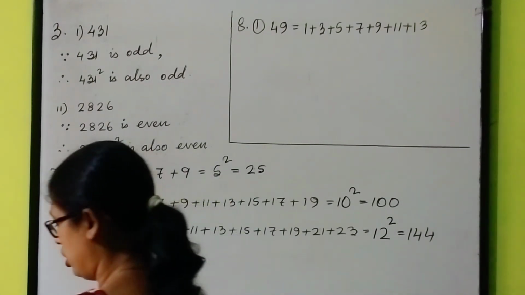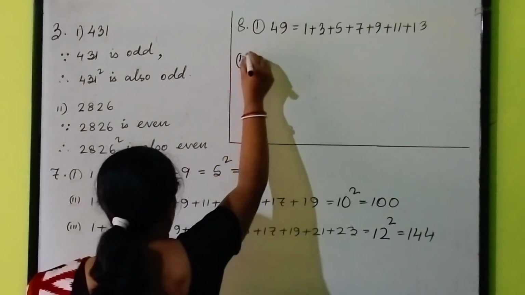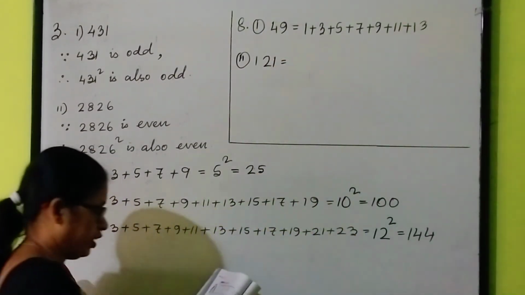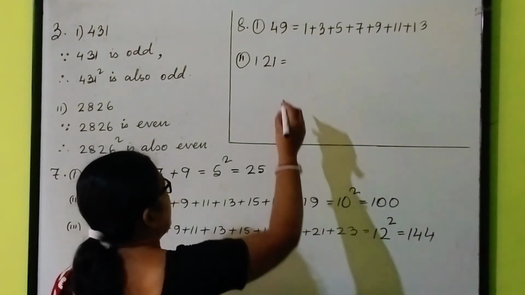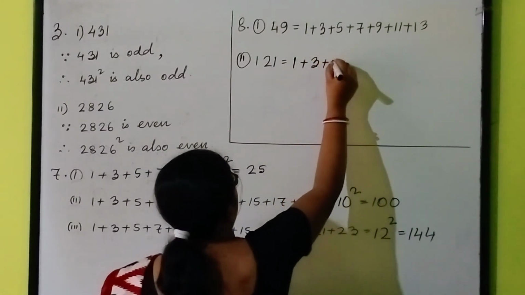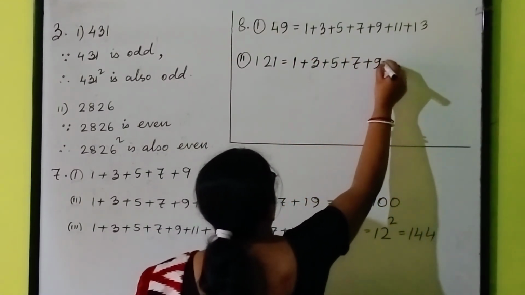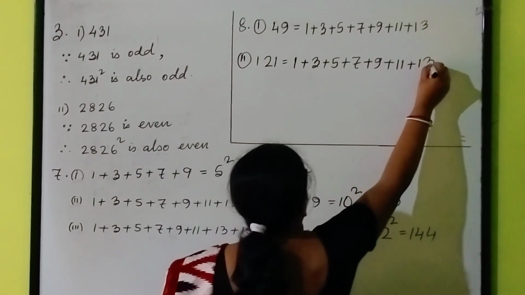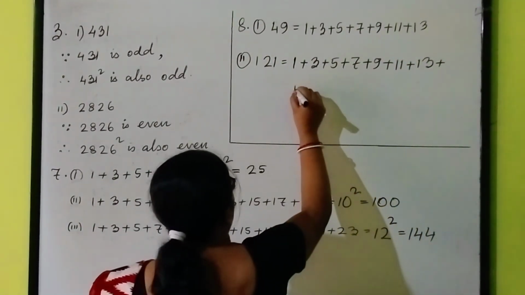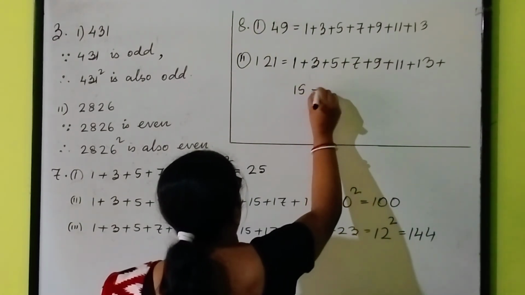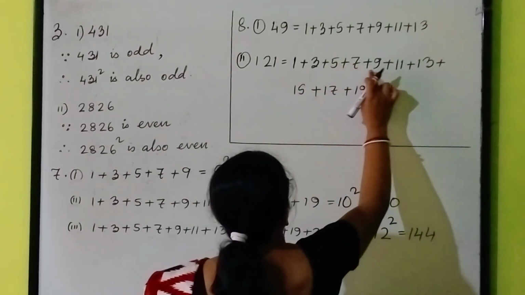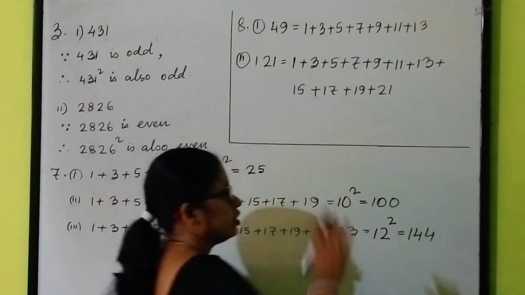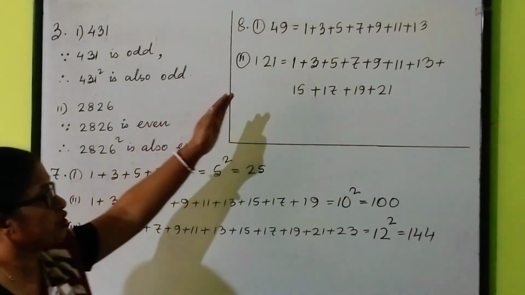The next question is number 2. Express 121 as the sum of 11 odd numbers. So obviously, 121 means 11 square. That means 11 odd numbers, na? Starting from 1: 1 plus 3 plus 5 plus 7 plus 9 plus 11 plus 13 plus suppose 15, okay, then 17, then 19, then 21 I think. 1, 2, 3, 4, 5, 6, 7, 8, 9, 10, 11. This is your answer. So after 7, you write down question number 8 from here.